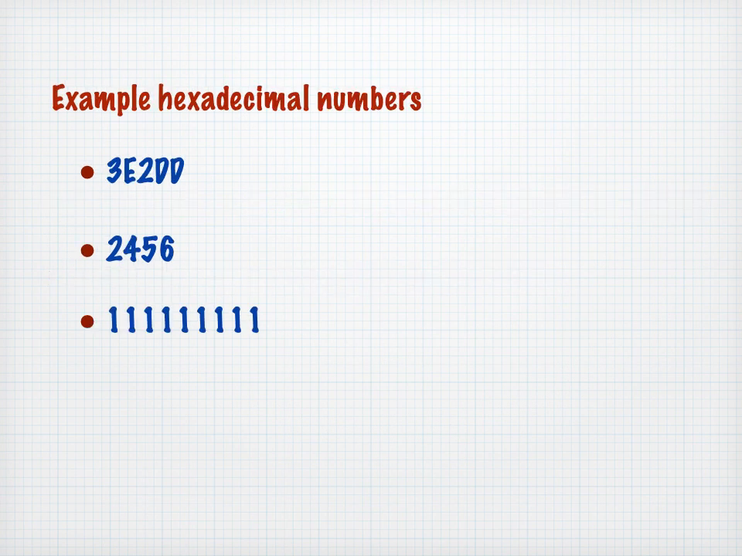Here are some example hexadecimal numbers, and you can see they look like these things: 3E, 2DD, 2456, 11111. Just because something is a hexadecimal number doesn't mean it will have one of those letters in there, but it can be a hexadecimal number. But the important point here is, how do we find the representation of a colour in hexadecimal?